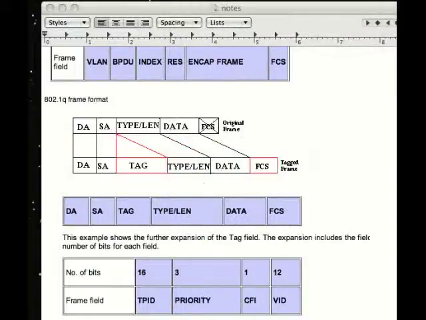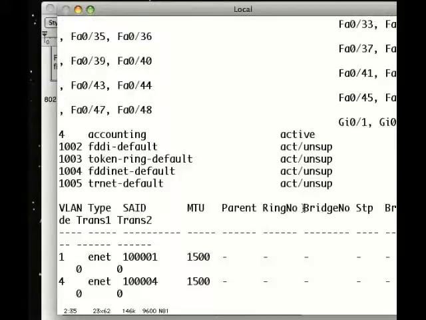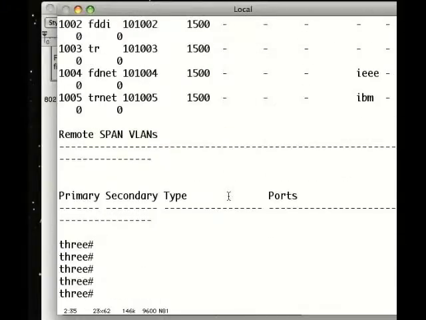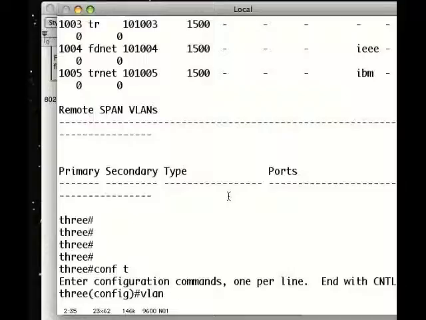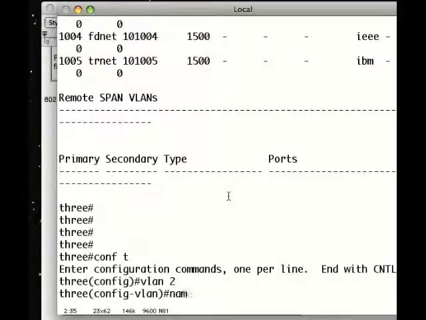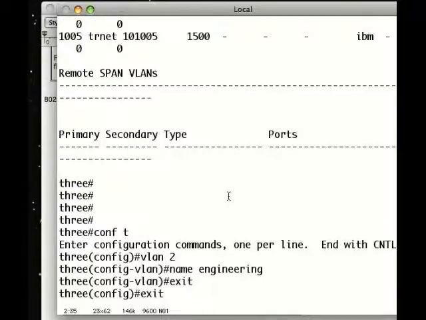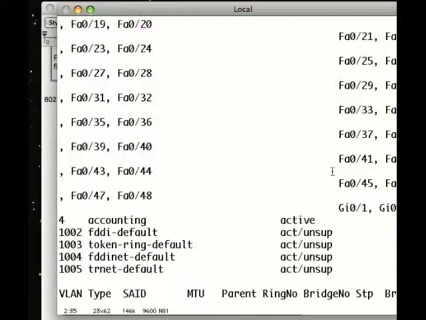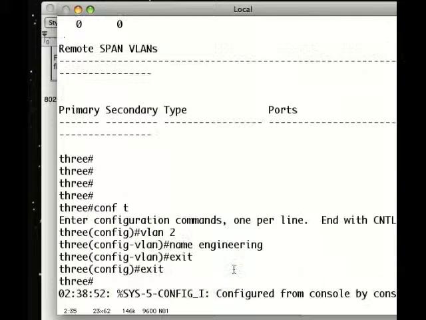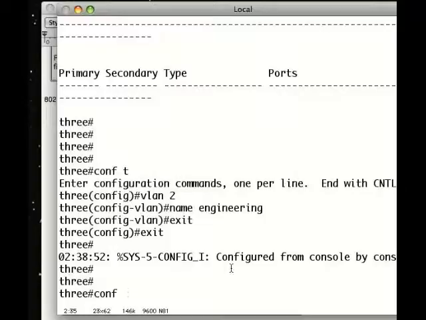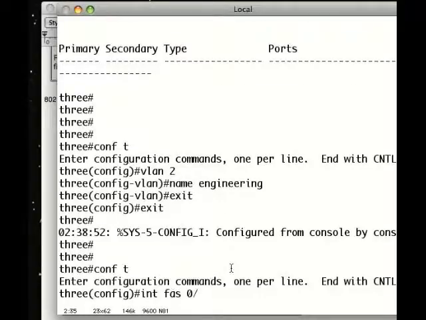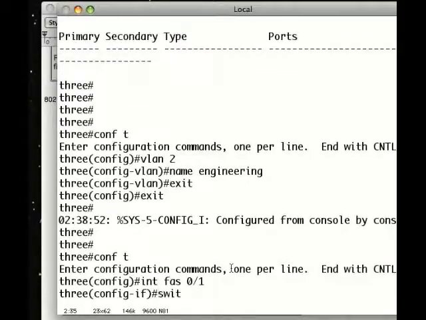Okay, let's go ahead and do some configuration. Here I am on switch 3, conf t, VLAN 2, name engineering. So I got some VLANs now. I got VLAN 1, which is default. I got VLAN 4, which is accounting. I got VLAN 2, which is engineering. And conf t, int fast 0/1, switchport mode trunk.